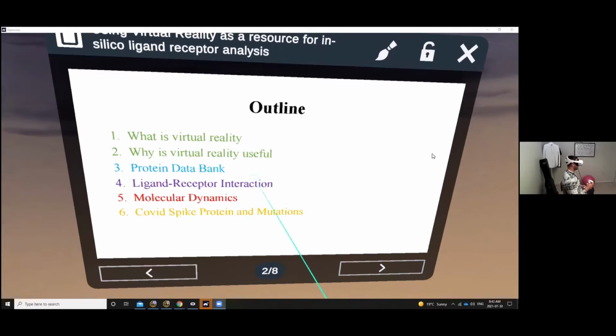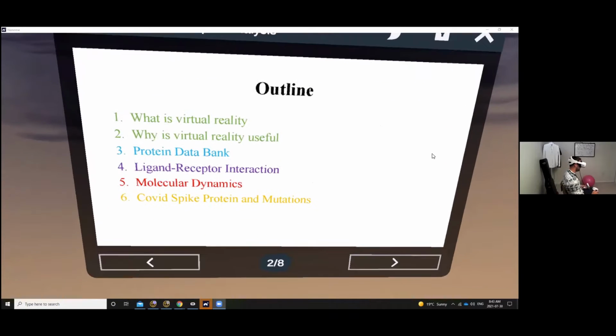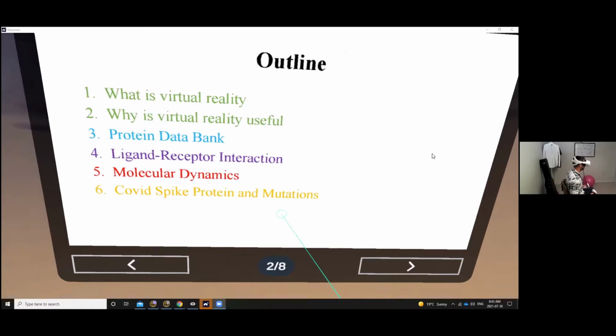So the outline of the talk will be as follows. What is virtual reality? Why is virtual reality useful? We'll talk about the protein data bank, ligand receptor interaction, molecular dynamics as we heard about in yesterday's talk, and then we'll look at the COVID spike protein in VR.